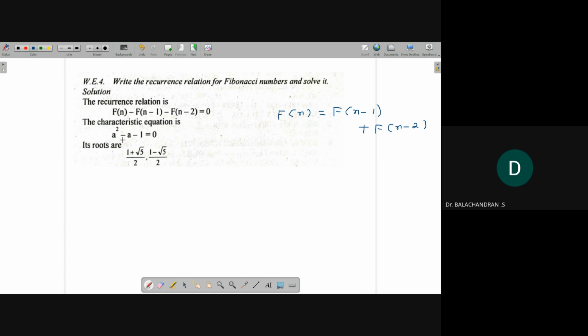If you solve this quadratic equation, actually this one you can easily get it. How? You can take f of n equal to a power n as the solution of this recurrence relation. You should take like this. So f of n equal to a power n means a power n minus a power n minus 1 minus a power n minus 2 is equal to 0.